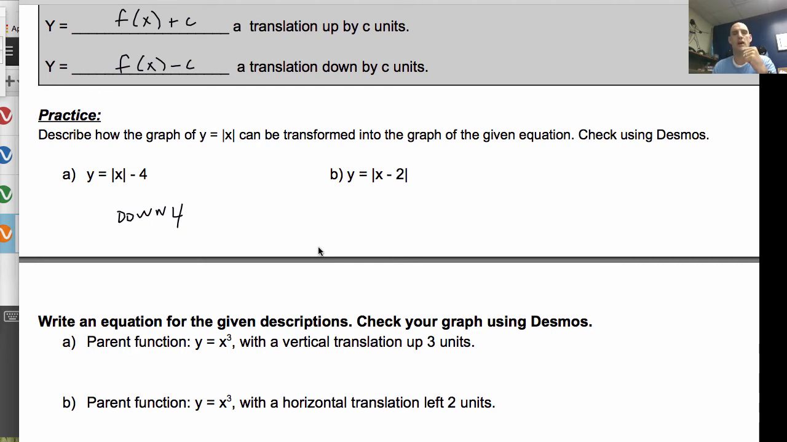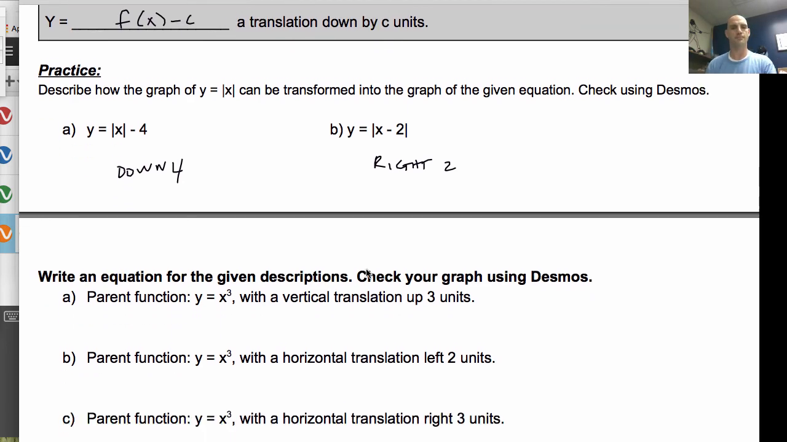Okay, you can pause and try these. If it's inside the parentheses, then it's minus 2. That's going to move it right 2. Okay, because it's inside the parentheses, so inside is opposite.